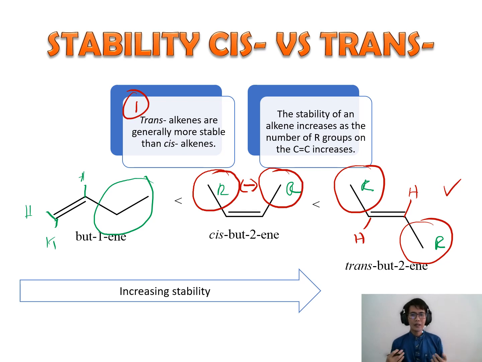Okay. So dua alkyl group ni menyebabkan dia lebih stabil. Kenapa? Because the alkyl group is the electron donating group, which is stabilize the double bond. Okay. Dia adalah kumpulan penolak elektron. So paling tak stabil adalah but1-in. Okay. Diikuti oleh cis but2-in, diikuti oleh trans, okay, but2-in yang paling stabil.